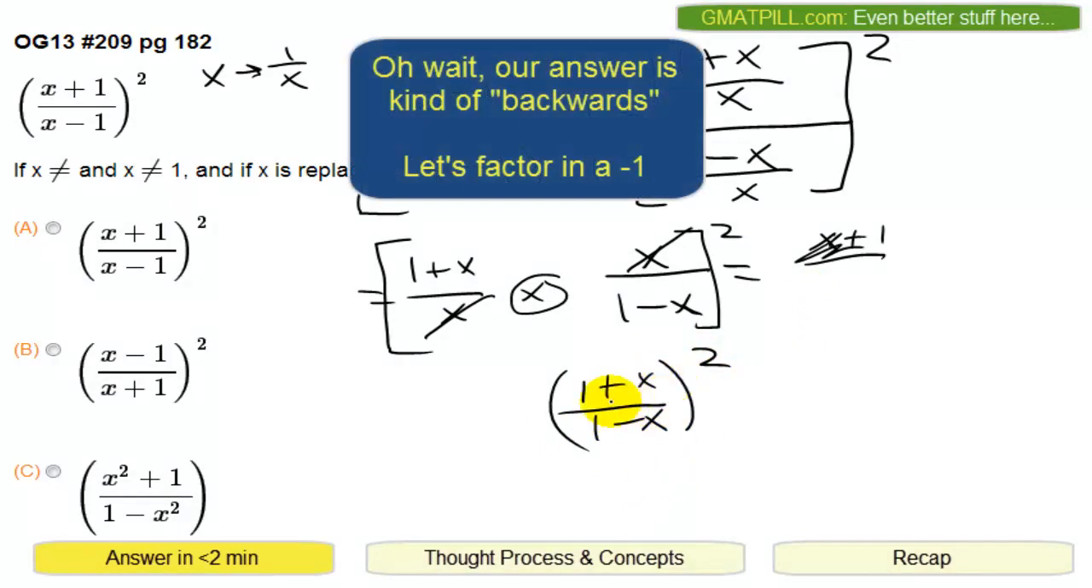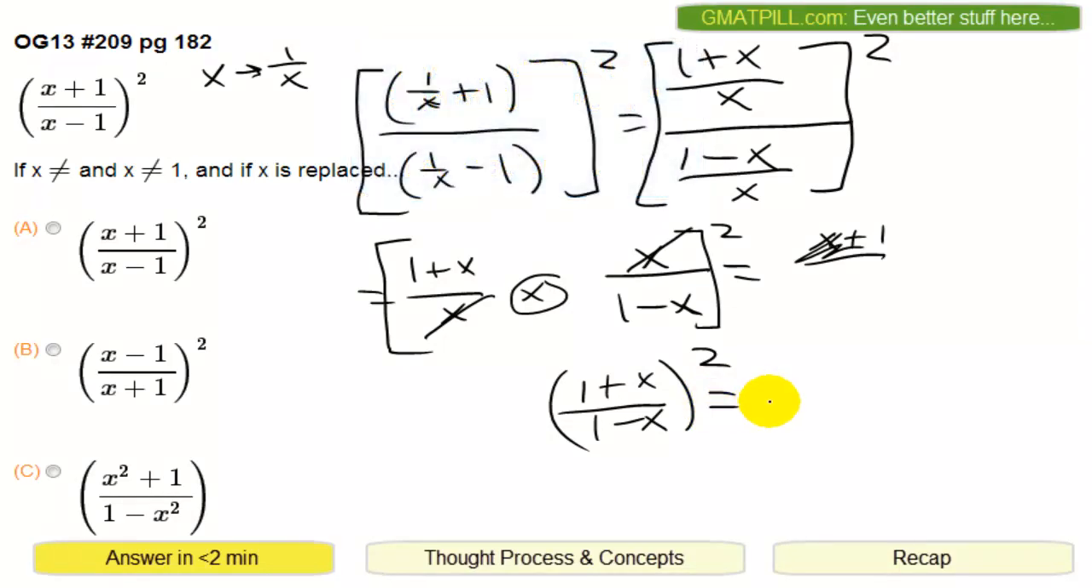Well, none of the answer choices are in this format where it's 1 plus x. They're always x minus something or x plus something. So how do we get this to look more like that? Well, you know the denominator, this 1 minus x is the same as minus x minus 1. Right, so that's the same thing. And of course 1 plus x is the same as x plus 1. So again, this thing is squared.